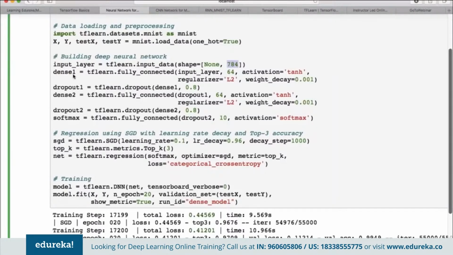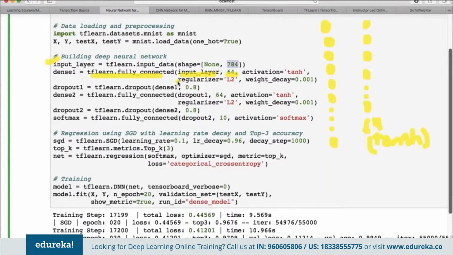Then you create dense layer 1. We are inputting each pixel value in this particular format, not the grid format. So these are all your 784, and then we are creating a fully connected layer. We are taking the input layer which we initiated on top. We are creating 64 nodes in the first hidden layer. So the number of nodes is 64. Activation is tanh, so we are using the tanh activation function.